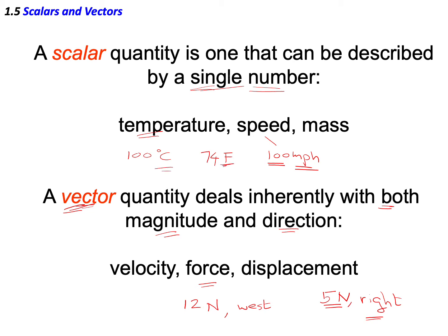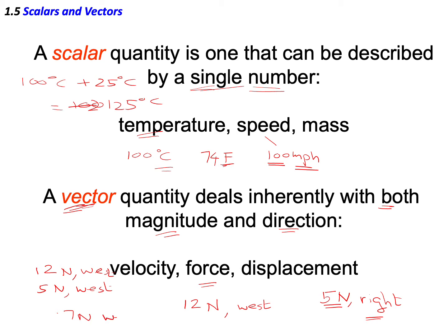So those are scalar quantities, and we can add similar scalars, like 100 Celsius to 25 Celsius, 125 Celsius. Similarly, if the vectors are in the same direction, 12 Newton to west and 5 Newton force to west, these are vectors with the same direction. Therefore, you can add them.